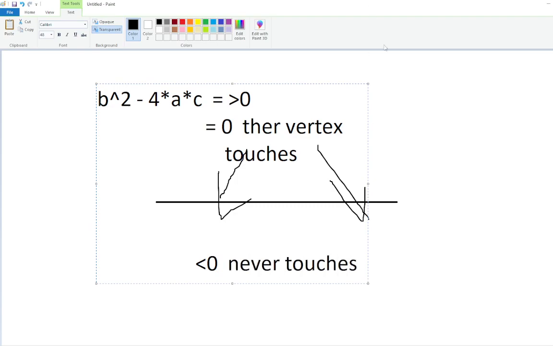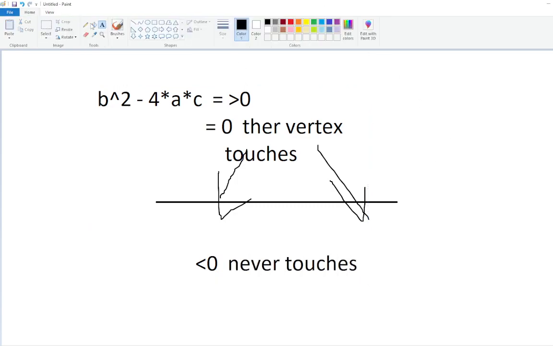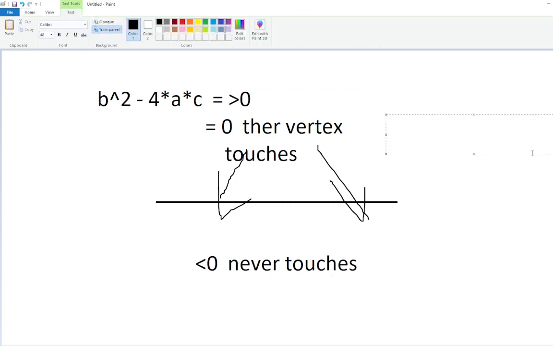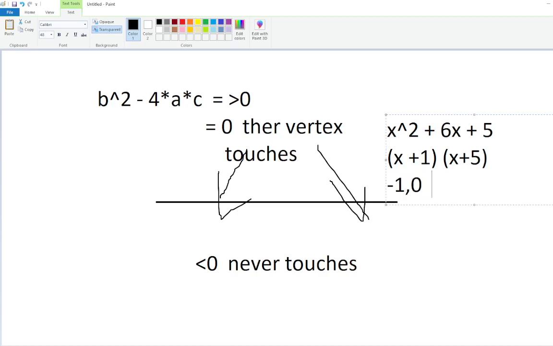However, before you run to the quadratic, you should always see if it's an easy factor, or factorable at all. For instance, something like this is easily factorable. And this tells you that minus 1, 0 and minus 5, 0 are the factors.